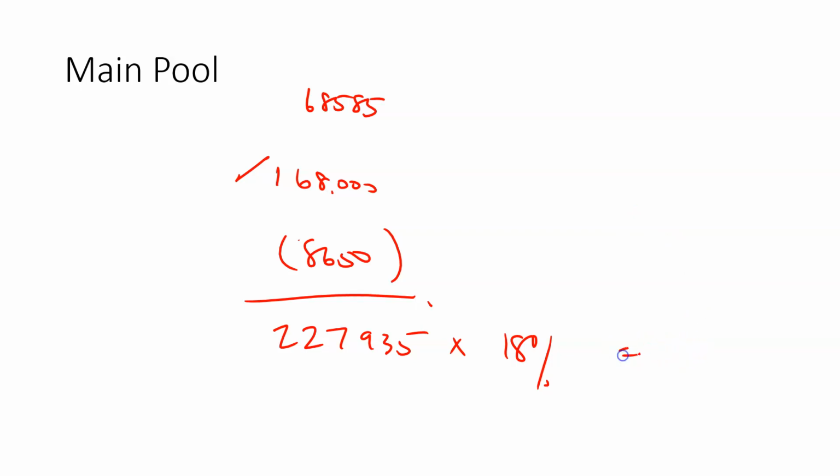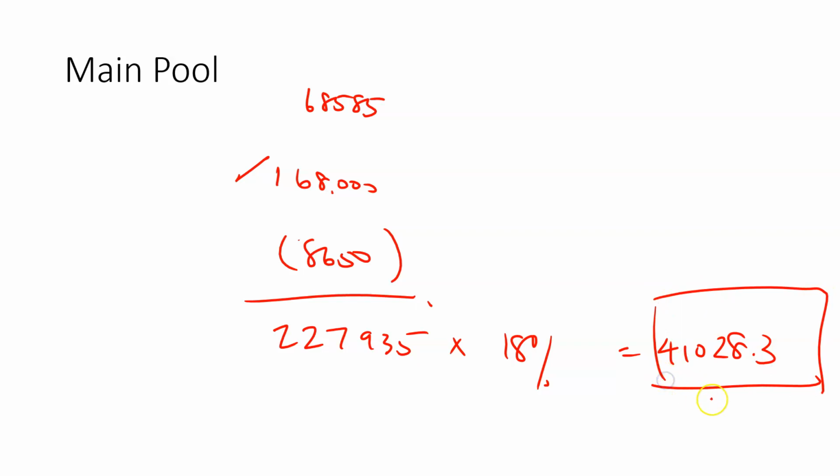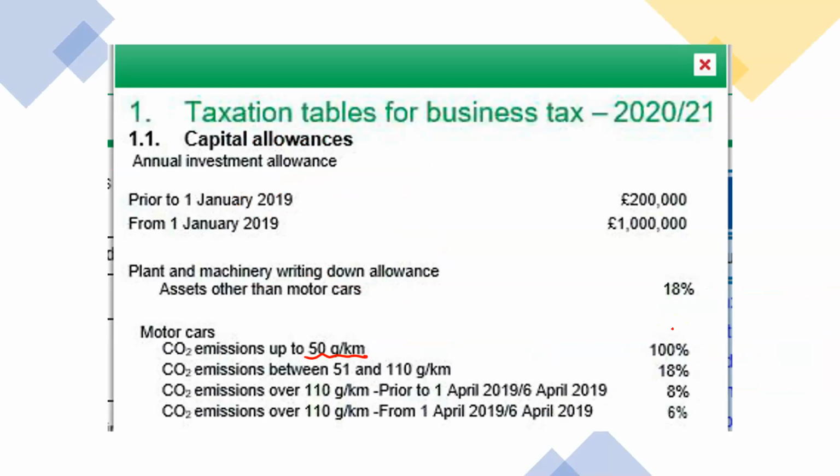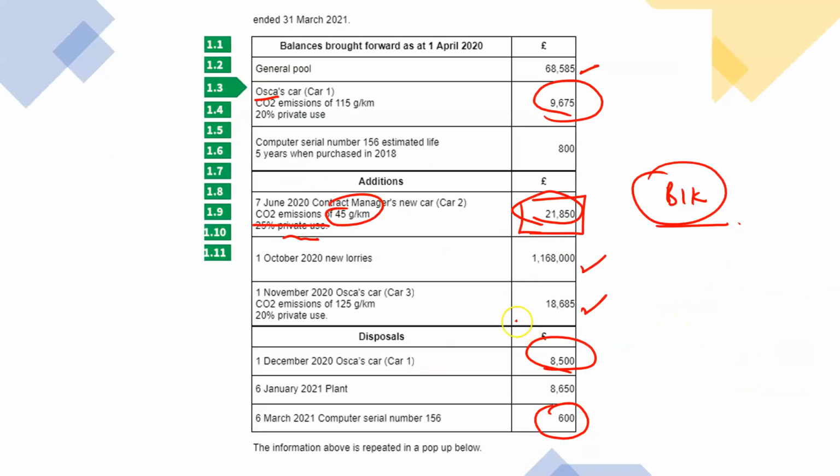So we have 41028.3. This is the capital allowance on the main pool. We started with this spilled over from the AIA, and then we disposed of this. So we have this, and then we do that. Then let's deal with Oscar's new car. So we've gotten rid of this as well. This is gone, this is gone, this is gone. We've dealt with this as well because we gave everything. It's a full year. It is just this last thing here with a new car.